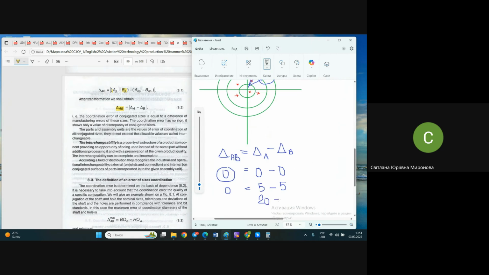Now, of course, we understand that it's like over image.